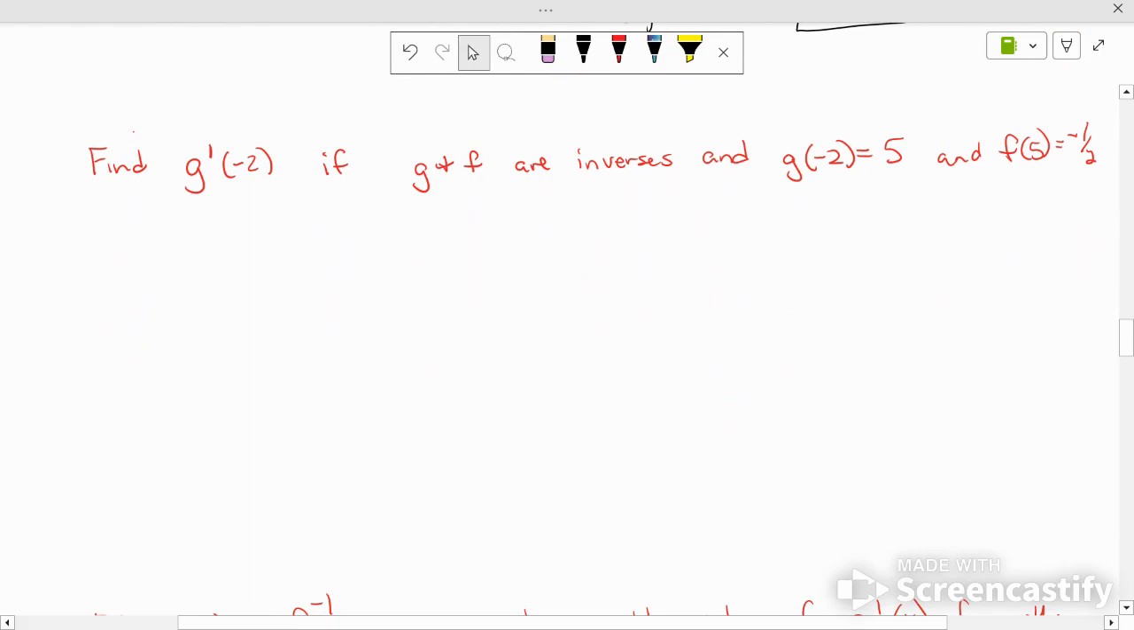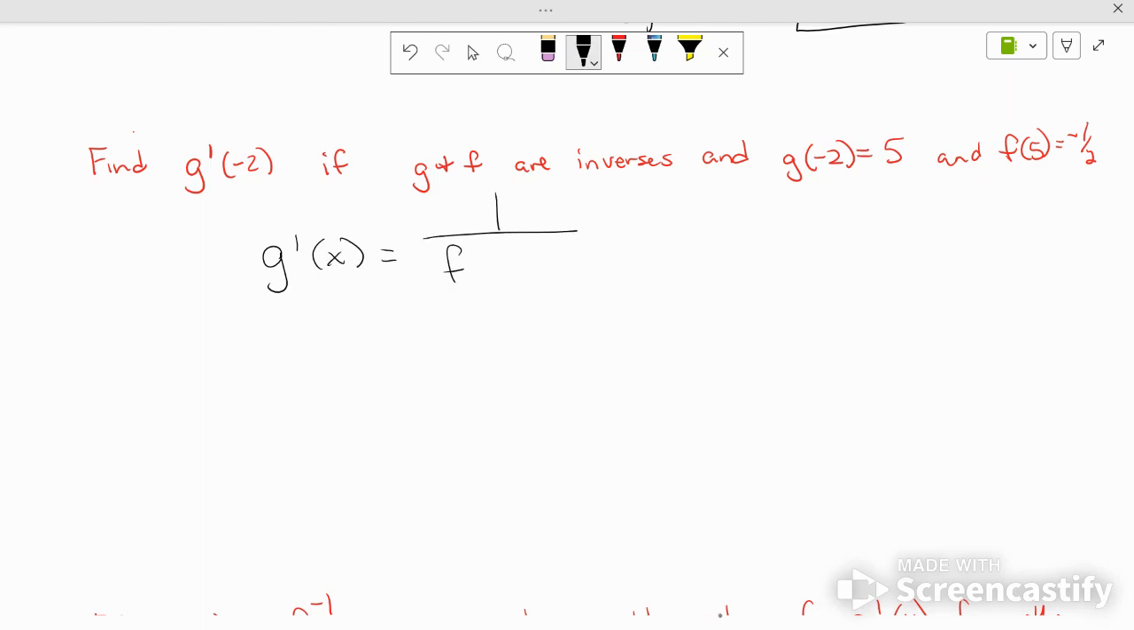I hate inverses. So basically, g prime of x equals 1 over f prime of g of x. Correct? That's our inverse formula. Okay, so we want to find g prime of -2, which equals 1 over f prime of g of -2.